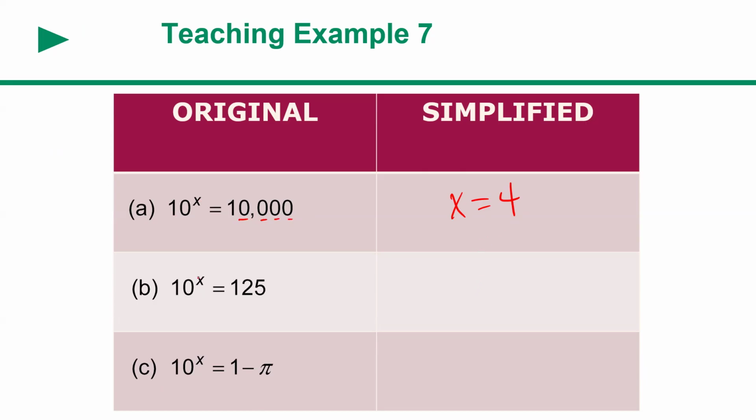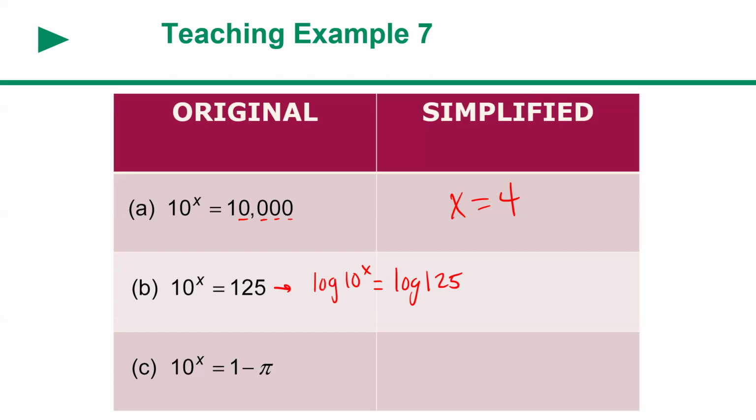Okay. This one, however, 125 is not a power of 10, is it? Nope. It is not a power of 10. So this is where we would have to use our log. So we're going to take the log of both sides. So we take the log of 10 to the x equals the log of 125.